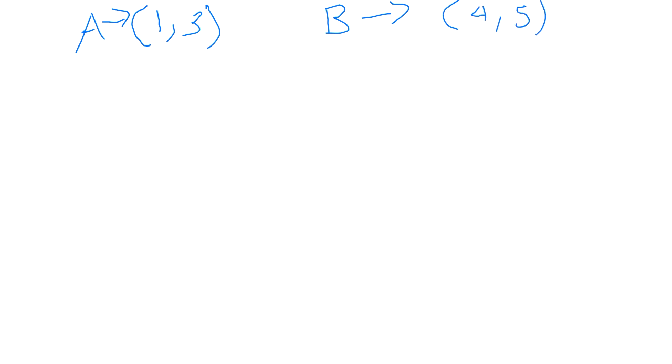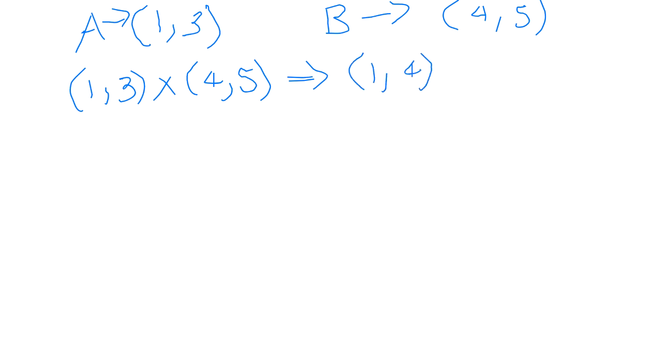Then if we were to multiply 1, 3 and 4, 5, like A times B, using the Cartesian product, you get, as done a while ago, the set of tuples where X is in A and Y is in B. That's A times B. You would get (1, 4), (1, 5), (3, 4), and (3, 5).